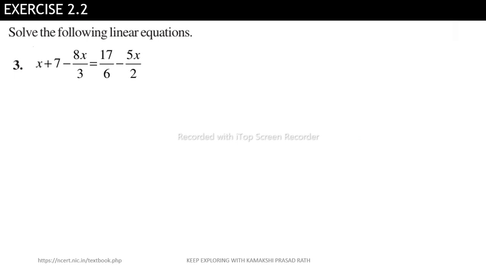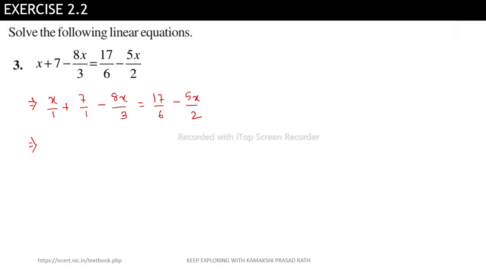Next, here we see that we have some fractions, some fractions with variables, and some with only variables and numbers. So, to make this question easier, let us convert everything into fraction form. That is, x can be written as x by 1, 7 can be written as 7 by 1, minus 8x by 3 is equal to 17 by 6 minus 5x by 2. So it becomes easy for calculation.